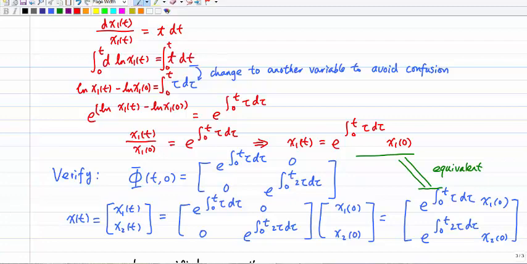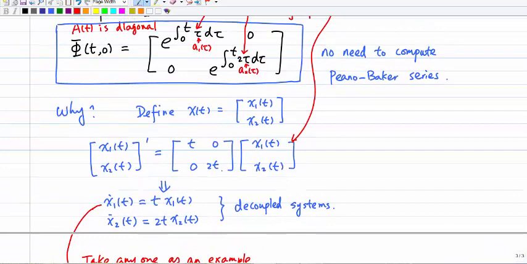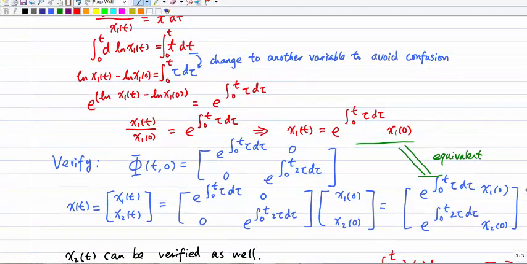Now, if I want to verify this, since this is already said, this is my transition matrix. So if I use the transition matrix, my solution x(t) = [x1(t), x2(t)] is the diagonal matrix with e to the integral from 0 to t of tau d tau and e to the integral from 0 to t of 2 tau d tau, times [x1(0), x2(0)]. If you compute it out, you actually get the first solution, x1(t) is e to the integral from 0 to t of tau d tau times x1(0), which is equivalent to the result I computed directly here.